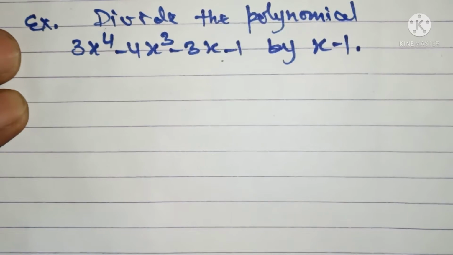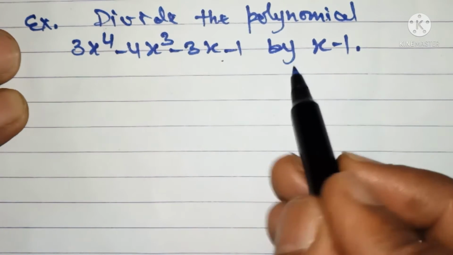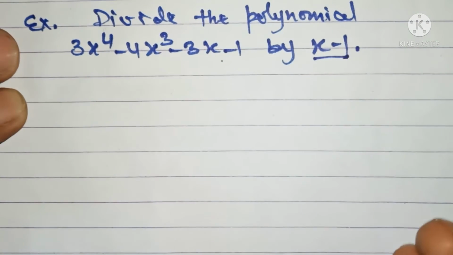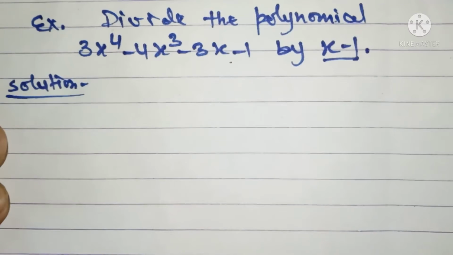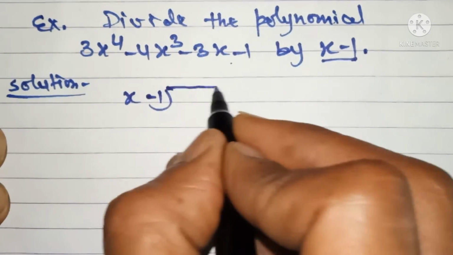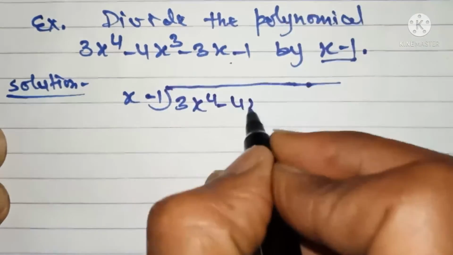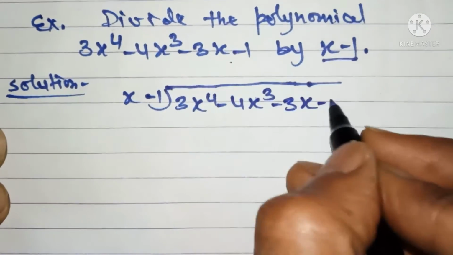Let us take one more example in which we are given the polynomial 3x to the power 4 minus 4x to the power 3 minus 3x minus 1. We have to divide this polynomial by a monomial x minus 1. How can we proceed? Let us see. By long division method, we have x minus 1 as divisor, and we write the dividend as 3x to the power 4 minus 4x to the power 3 minus 3x minus 1.